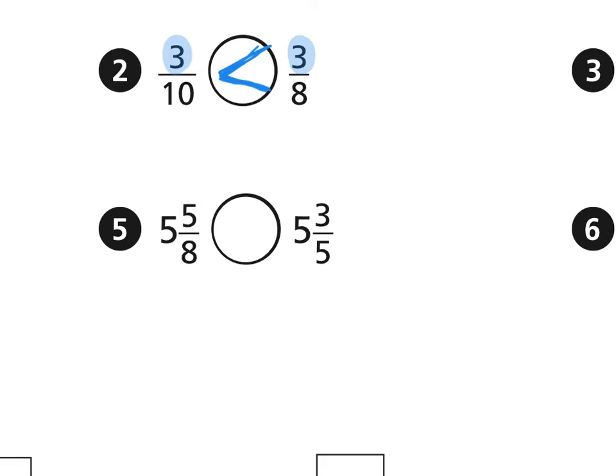Jack, how am I going to compare number 5? 5 and 5/8, 5 and 3/5. So they have the same whole number. One sec, Shavi, can you mute yourself? And then Jack, go ahead. So they have the same whole. Okay, good. So I'm good with that. Then what?